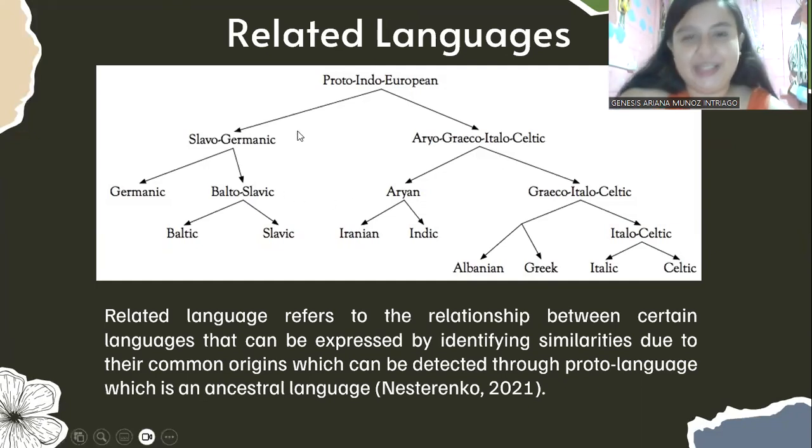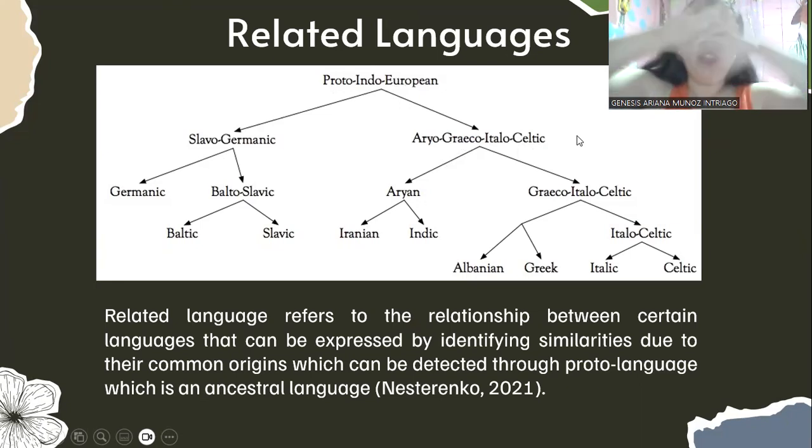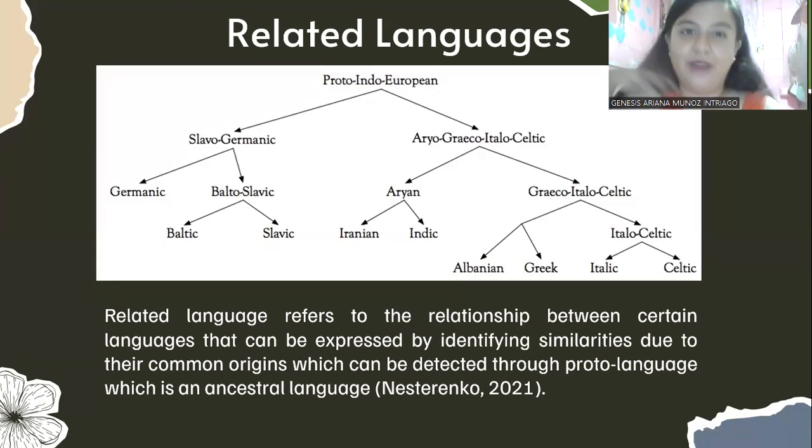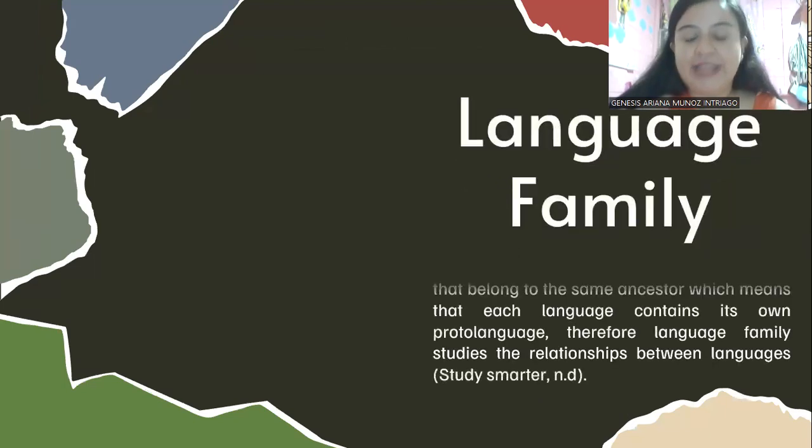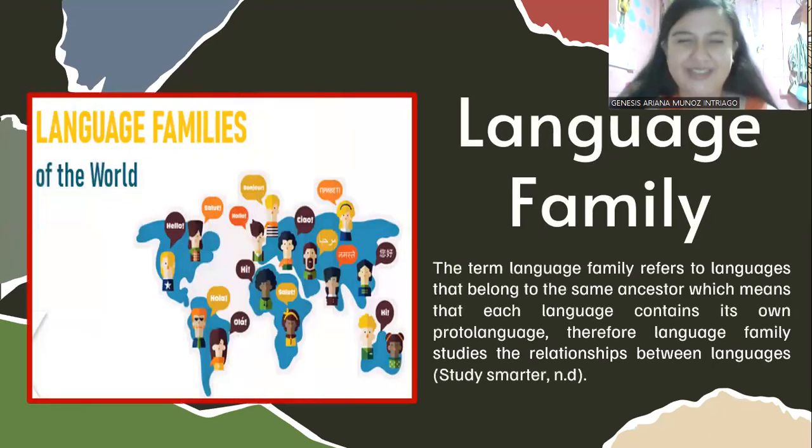For example, in this case, we have Proto-Indo-European, which will be the proto-language, and then we have Slavo-Germanic, Aryo-Graeco-Italo-Celtic, which will be the other languages. All the other languages that you are watching right now are related because they share the same proto-language, which in this case is Proto-Indo-European. Then we have language family, which is really similar to related language.